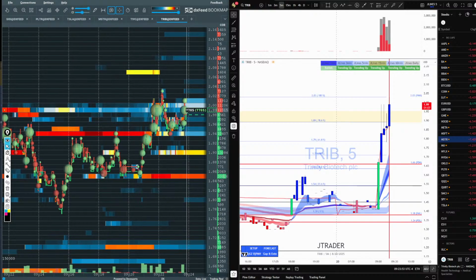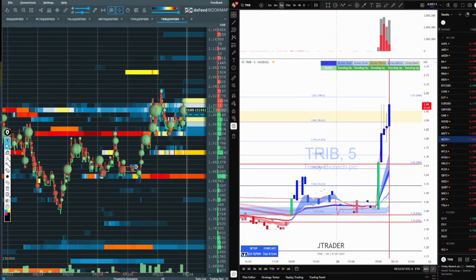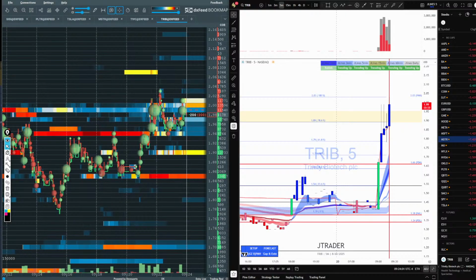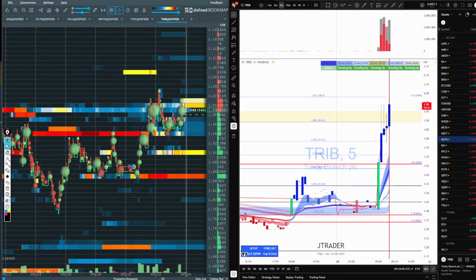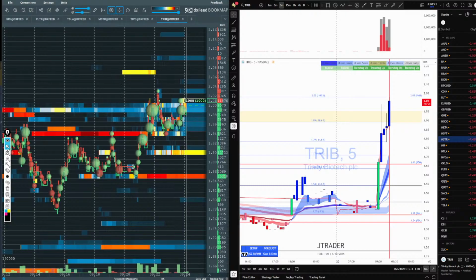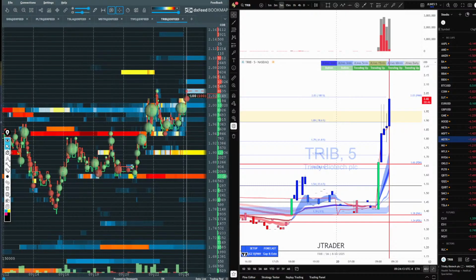You can see now on Bookmap at $2. All these green dots are essentially the executions from buyers stepping in. They're trying to clear the liquidity, but then we have sellers constantly at 2. I wouldn't short over here at all. I'm just in a long position.